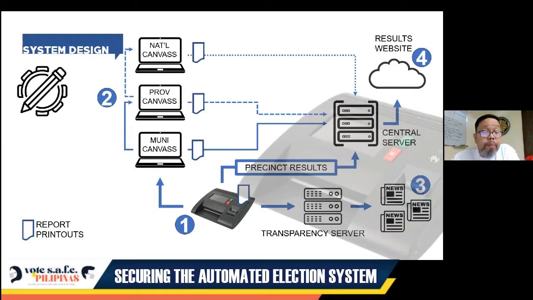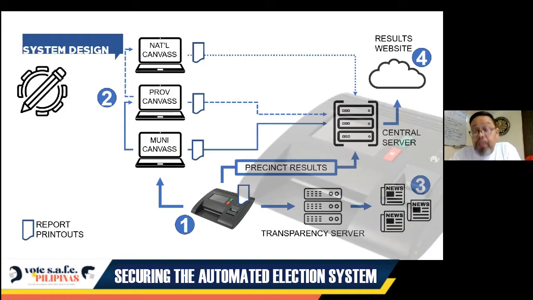Once the data has been received by the municipal canvass, the results from various precincts are then canvassed, and the results are transmitted back to the central server, creating a repository of trusted data. The data then passes up from the municipal canvass to the provincial canvassing station, and all the way up to the national canvassing station, where the final results for the positions of senator and party list representative are finally proclaimed.